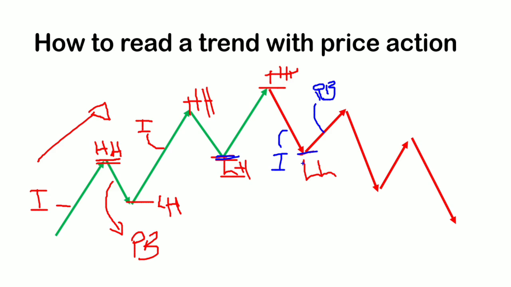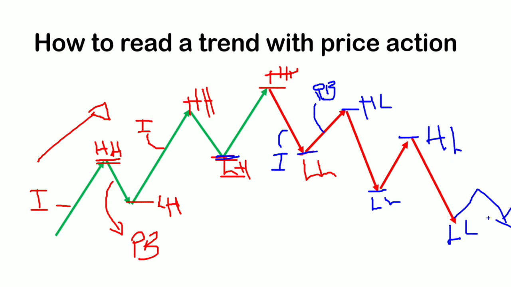Once it creates a pullback, it creates a lower low here, and here it creates a higher low. Right, the pullback creates a higher low. Why do we call this a higher low? Because it's higher than the lower low, so it's a higher low. Right, so again another impulsive move here, creating a lower low, and another pullback here, creating a higher low and another lower low, and the cycle goes on and on again.